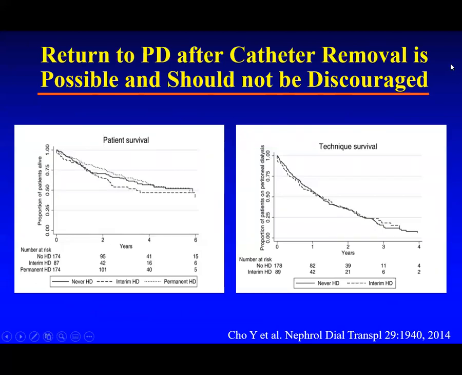It should be noted that if you have to remove the catheter, we already talked about fungal peritonitis, but even if you have a refractory bacterial peritonitis and it's necessary to remove the catheter, patients can come back to peritoneal dialysis, and both patient survival shown on the left as well as technique survival shown on the right are similar for patients who have never been on hemo and those who were on PD, went to hemo and came back to PD.